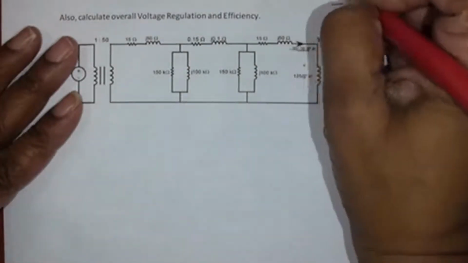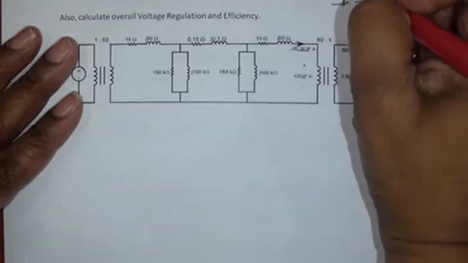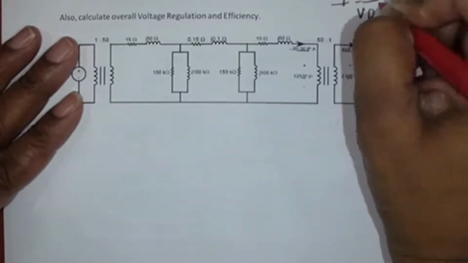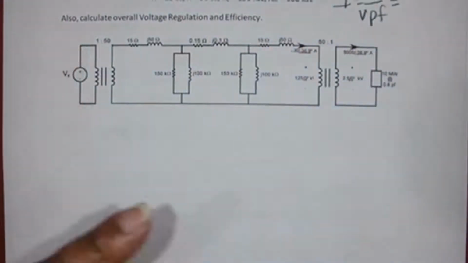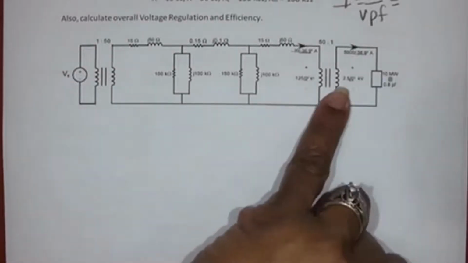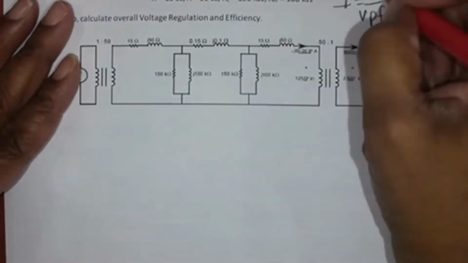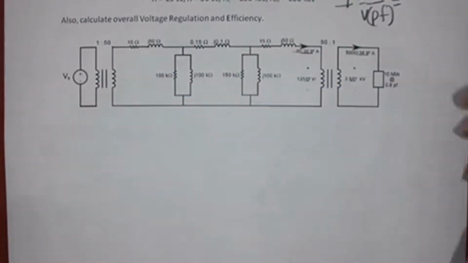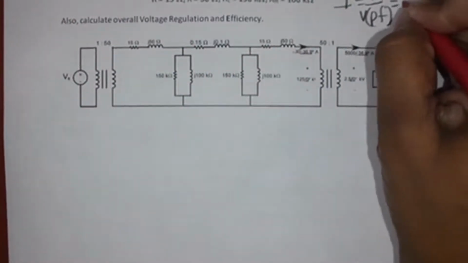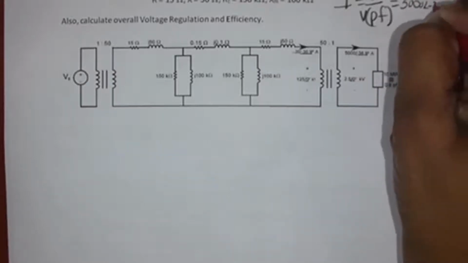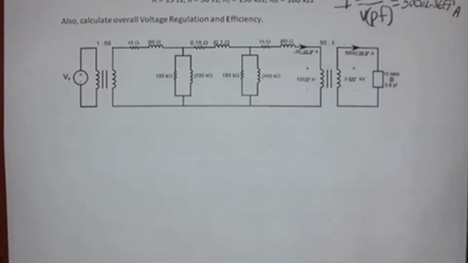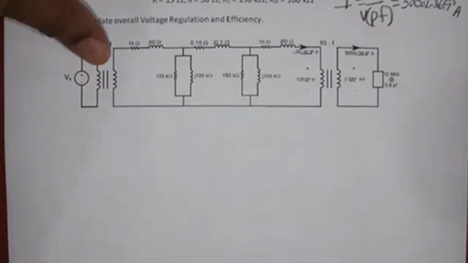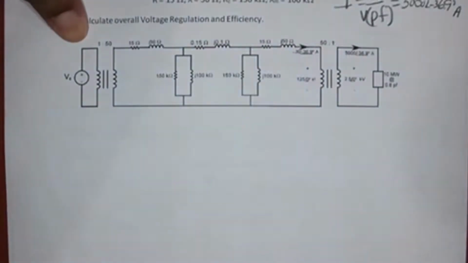Remember what we did before was we said I equals P over V times the power factor. We had the power, we have the voltage, and we had the power factor. And when you solve that, you get 5,000 with an angle of negative 36.9 degrees. It's labeled for you here, but that's how we did that.